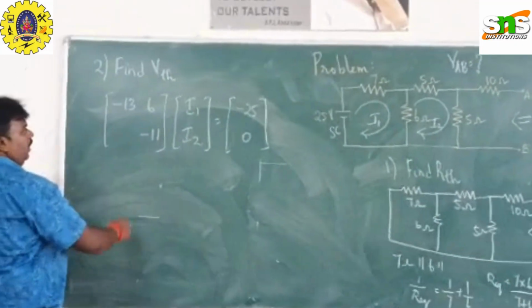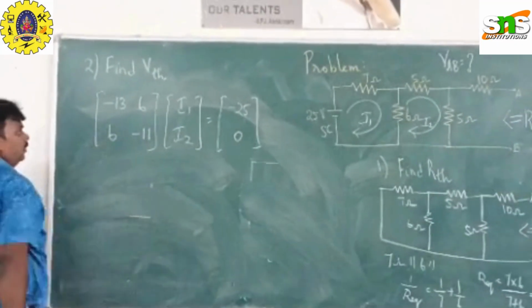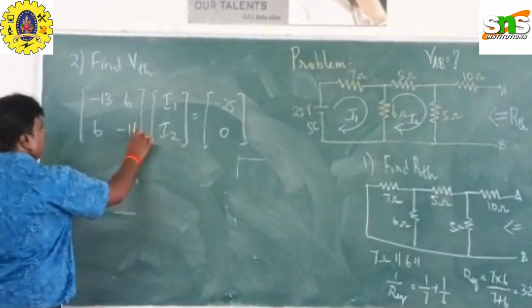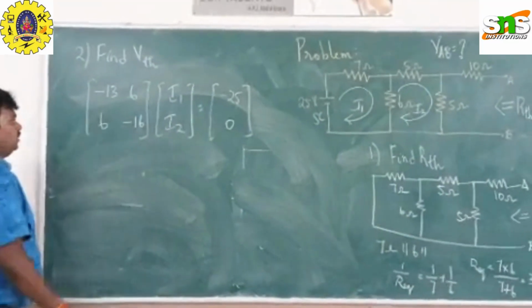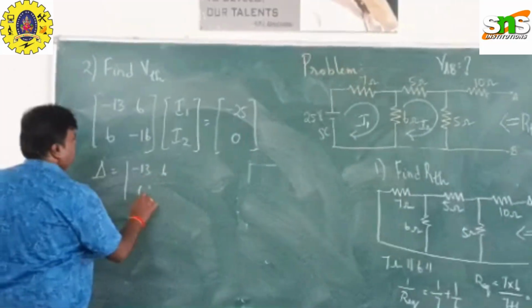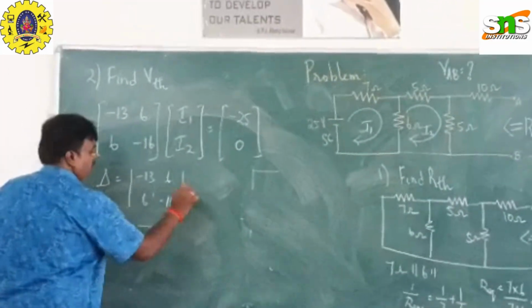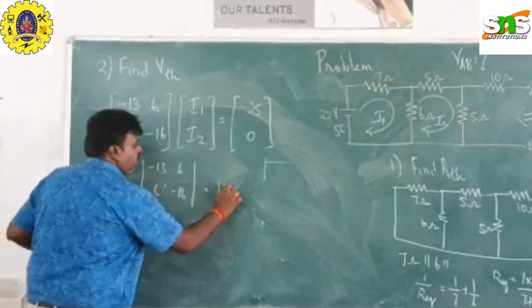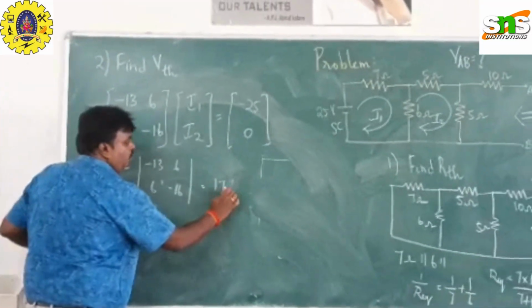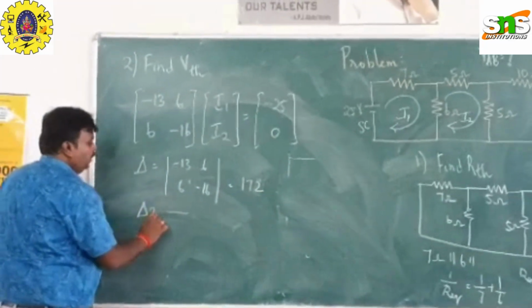and 6. Am I correct? Minus 16. Okay, so this is going to be the answer. So from this, to find out del, minus 13, 6, minus 16, what's the answer? 172. So I'll find out the value of del 2 directly.